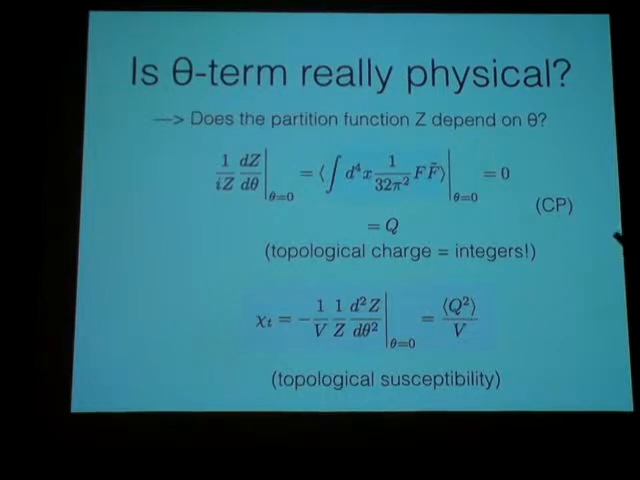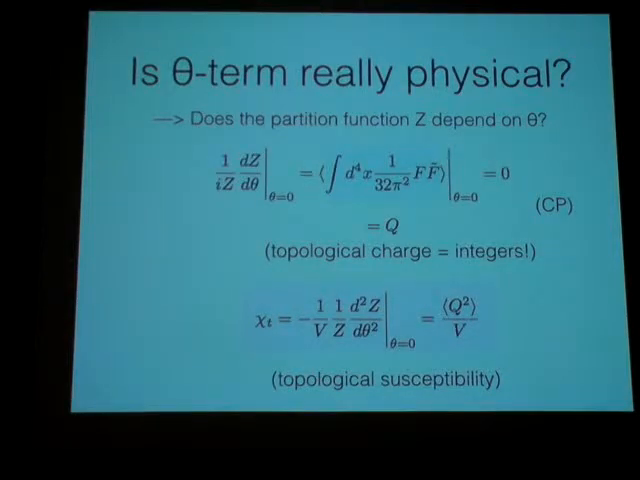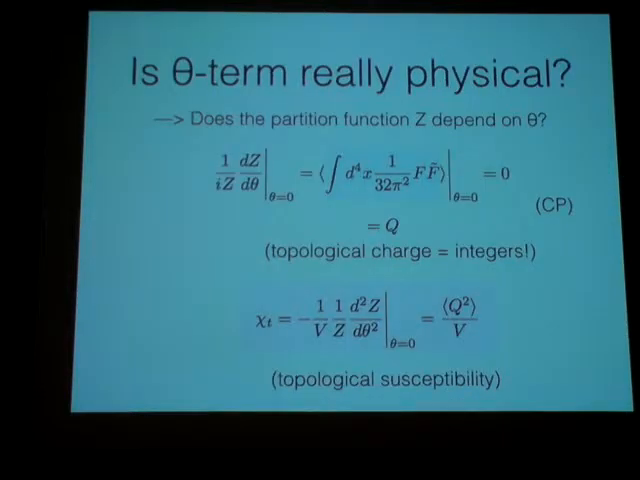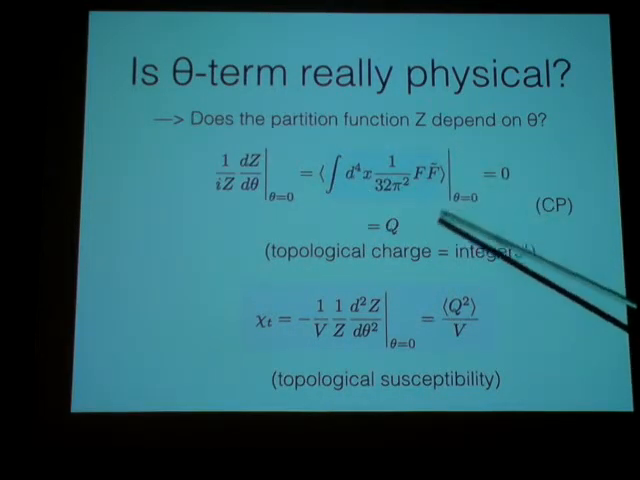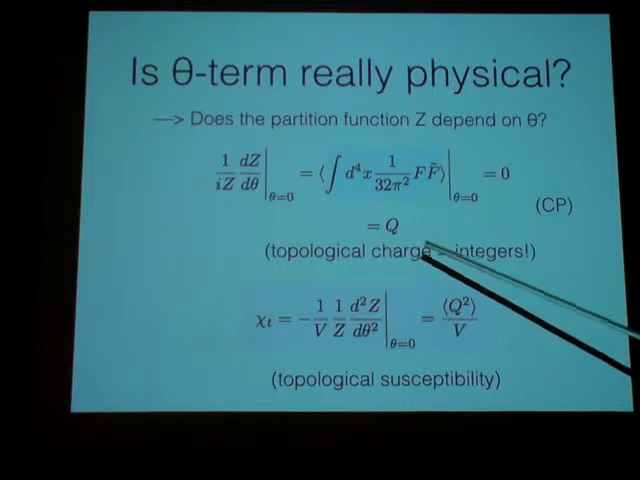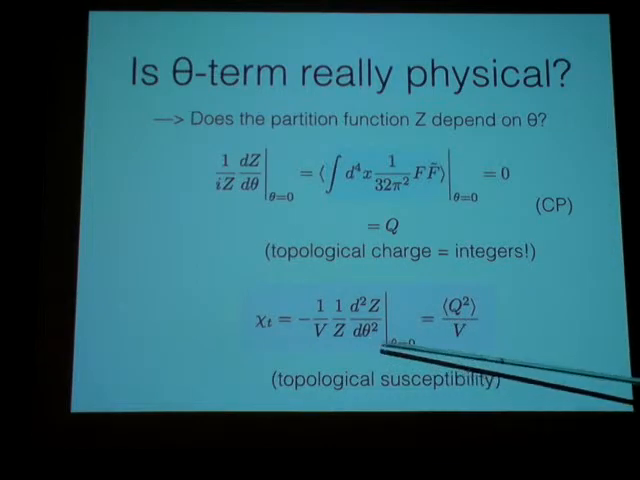But what's interesting to remember is that because it's a theta derivative, from the exponent we get this factor falling down. So this gives you the definition of the expectation value of F F dual, which I said is an integer. So it gives you the expectation value of this integer, and this integer is called the topological charge, or instanton number, in the community. It is actually topological, so topological charge.